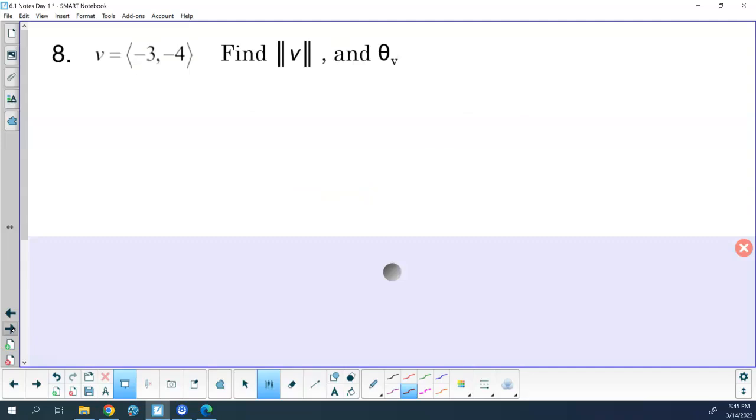Last slide, given the component form of V, find the magnitude and the direction angle.